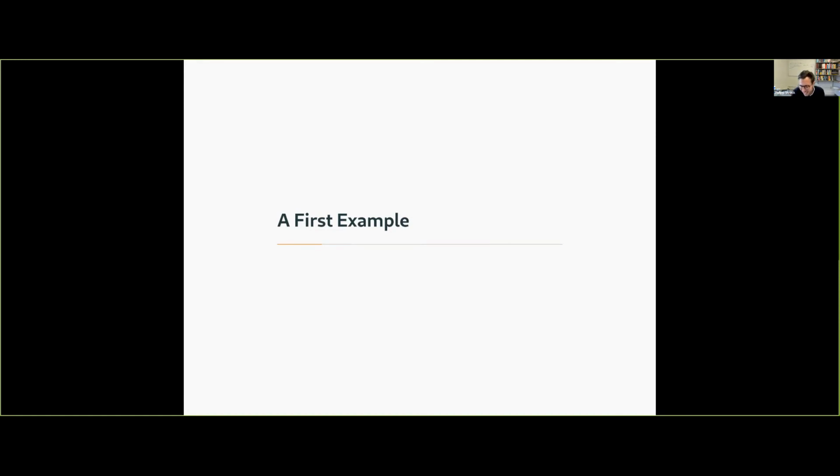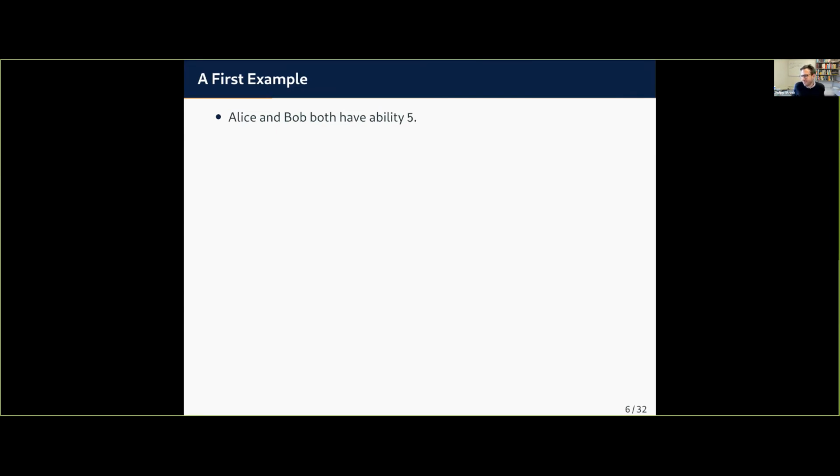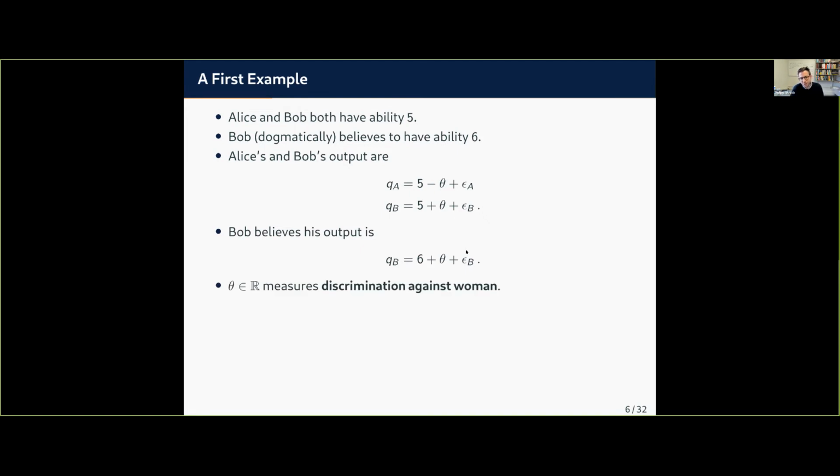Let me give you an example, and then I think you already get the main mechanism, and it's very simple. So let's say you have two people, Alice and Bob, and they have the same ability of 5. But Bob, for some reason, believes dogmatically to have ability 6. And so Alice and Bob produce output, which is equal to their ability minus theta plus some IID random noise. And theta here measures the extent to which there's discrimination against women. So it decreases Alice's output and it increases Bob's output. So suppose when we hire someone, if there's discrimination, then fixing abilities, we are going to promote Bob with higher probability. So Bob believes his output is 6 plus theta plus some random noise.